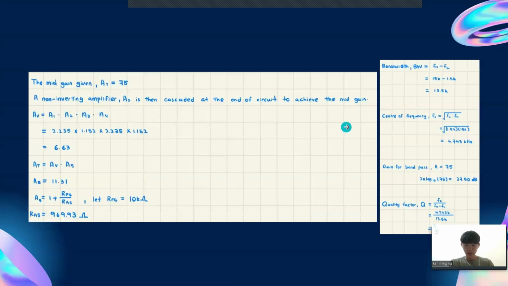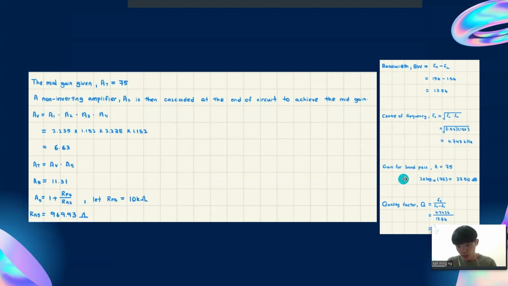The other things that we have to calculate in our project is the bandwidth. For the bandwidth, we have to use the value of high cutoff frequency minus the low cutoff frequency. So the value that we get is 13.5k. For the central frequency, we have to square root the value of bandwidth. So we get the value of 4.743 kilohertz.